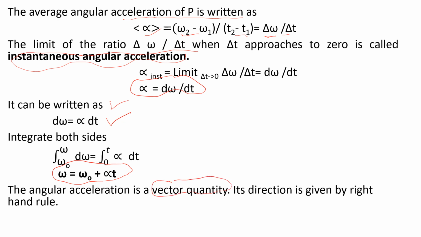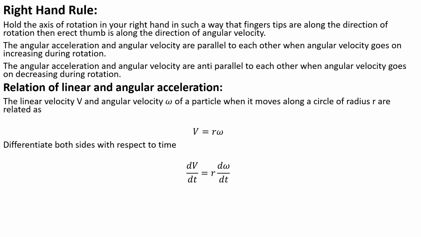Its direction is given by the right hand rule for rotational variables. Hold the axis of rotation in your right hand in such a way that the fingertips are along the direction of rotation and the thumb is along the direction of angular velocity. The angular acceleration and angular velocity are parallel to each other when angular velocity goes on increasing during rotation. They are antiparallel to each other when angular velocity goes on decreasing during rotation.